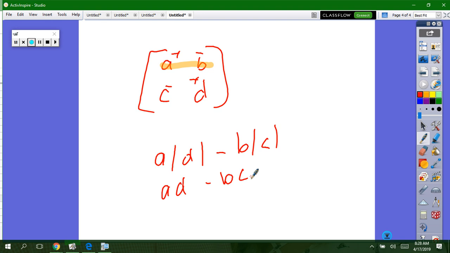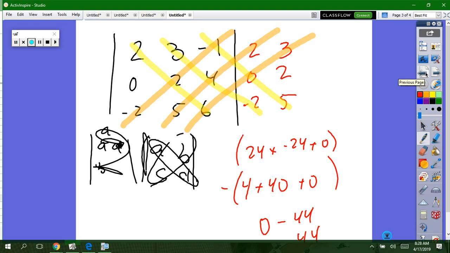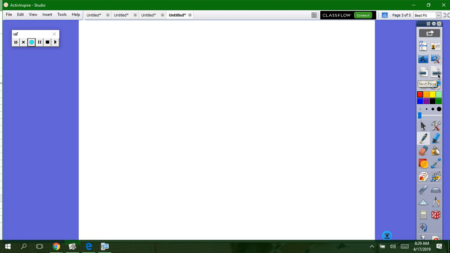Scroll up. Okay. All right. So what this all helps us do is to solve an equation. Okay, and it's called Cramer's rule. Let me just get the equation to solve.